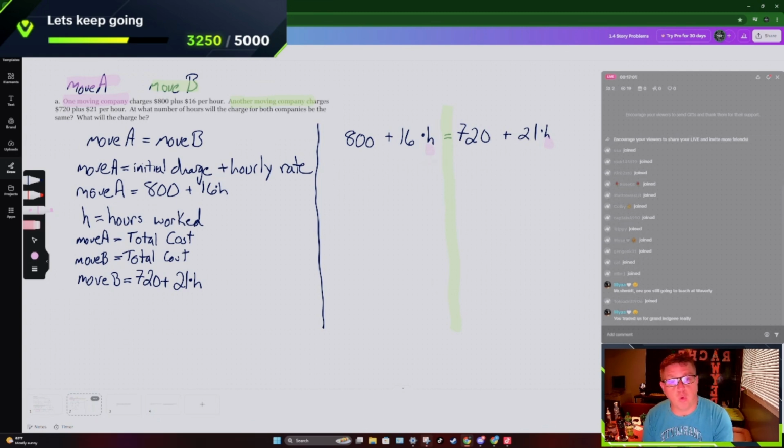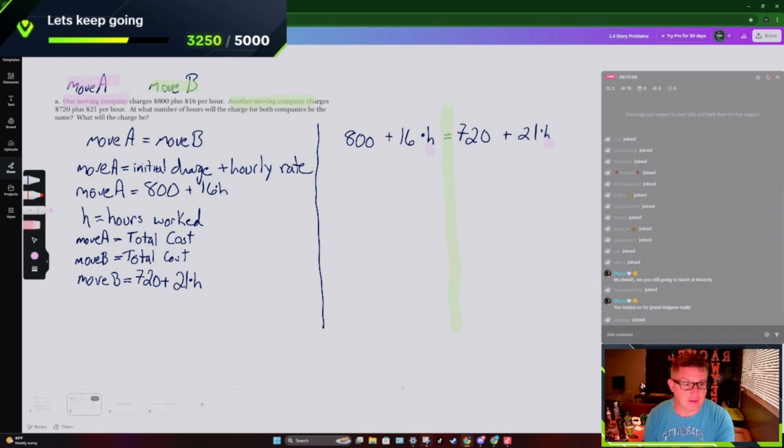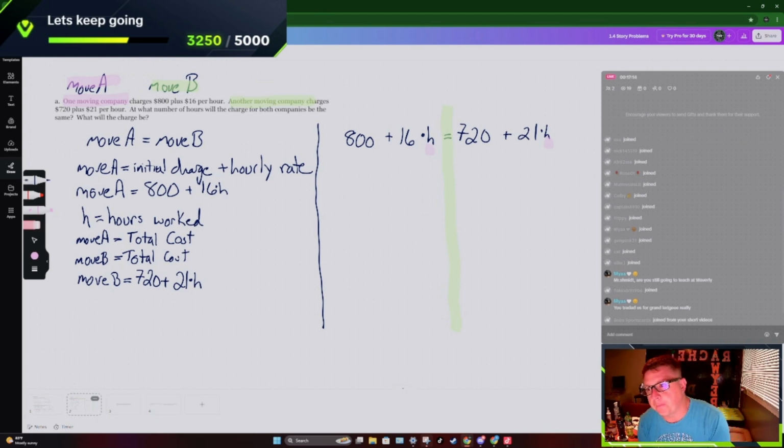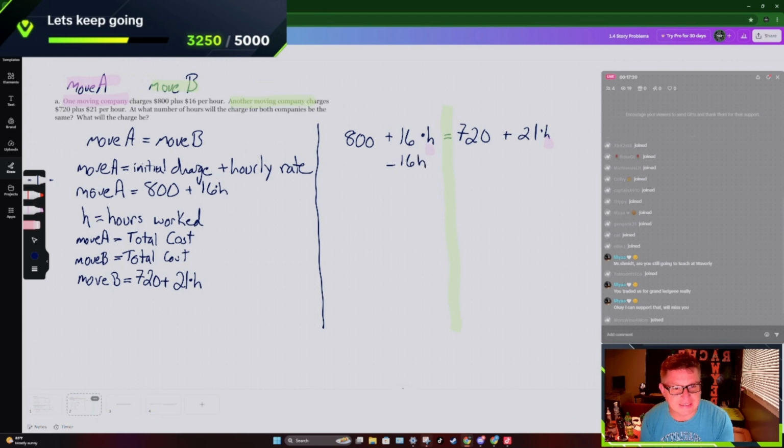Let's start solving this. Because these variables are on opposite sides, we want to put all the variables on one side, and then throw all the numbers on the other side. So we are going to subtract 16h from both sides.